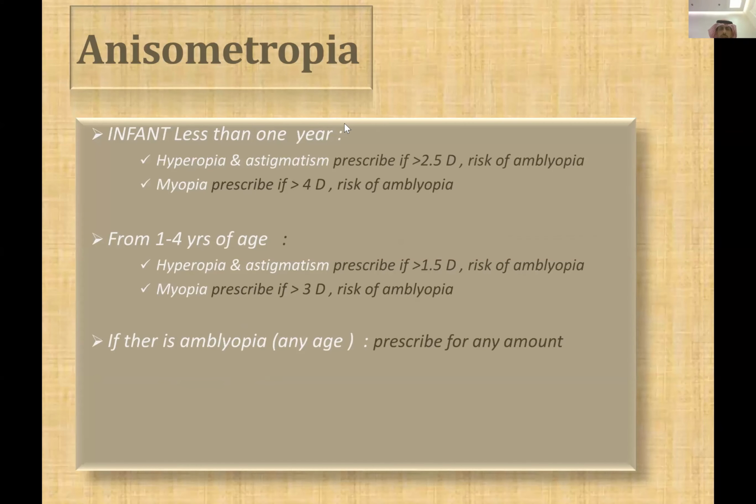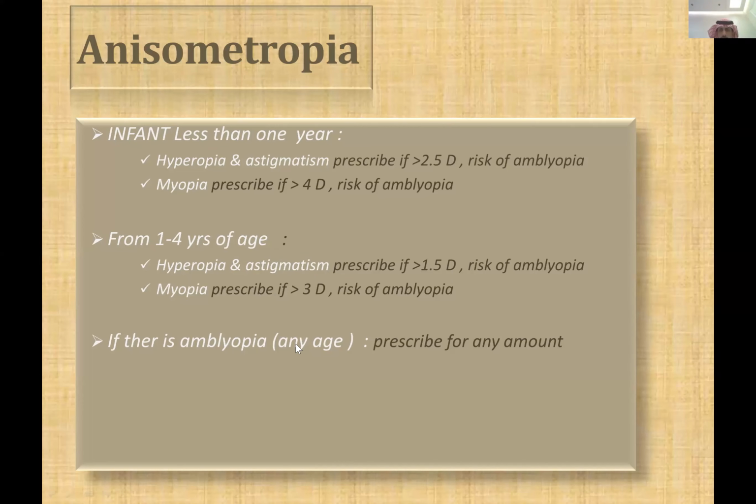Infant less than 1 year, if hyperope or astigmatism, prescribe more than 2.5 diopter because of risk of amblyopia. In case of myopia, prescribe more than 4 diopter. Again, risk of amblyopia. From 1 to 4 years, in the case of hyperope and astigmatism, prescribe more than 1.5 diopter. In the case of myopia, if more than 3 diopter. Astigmatism is milder than hyperope, so you may increase the threshold to 2 diopter in the case of astigmatism. But if you also give, it's not a wrong practice.